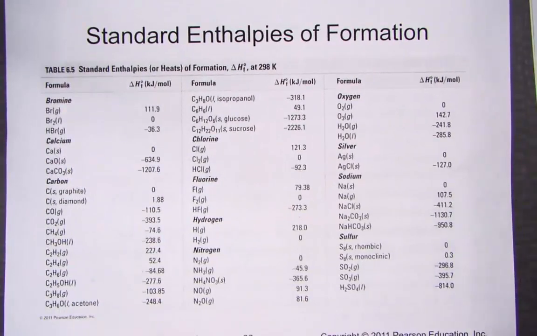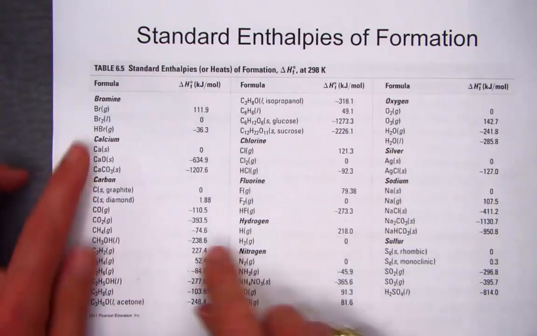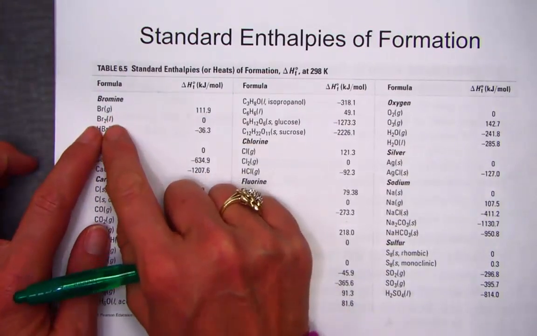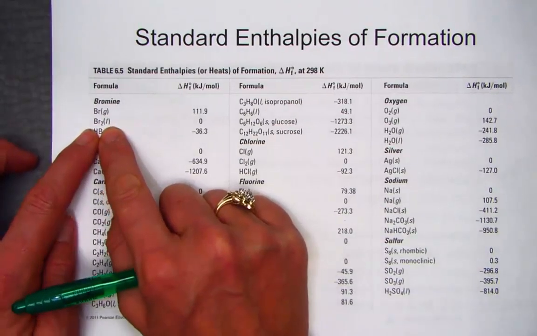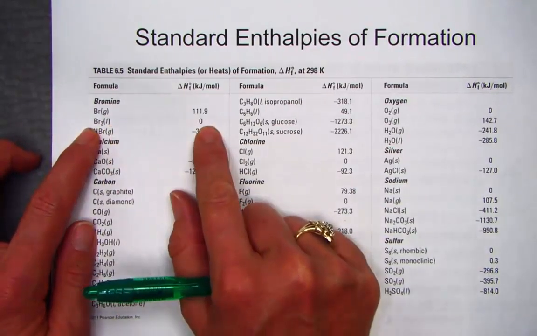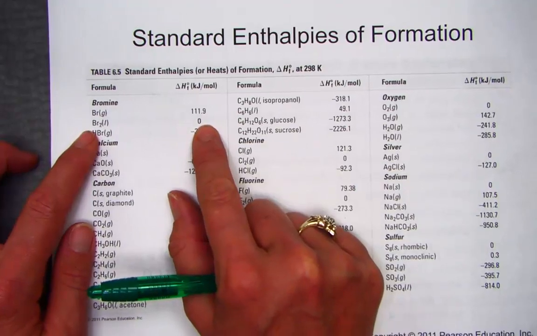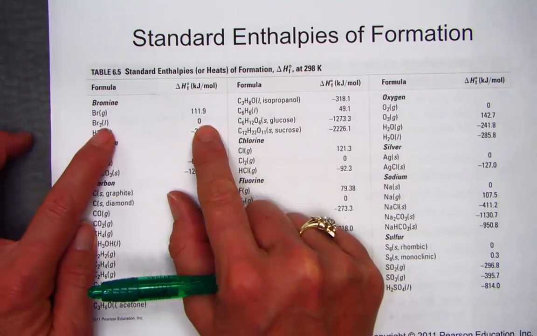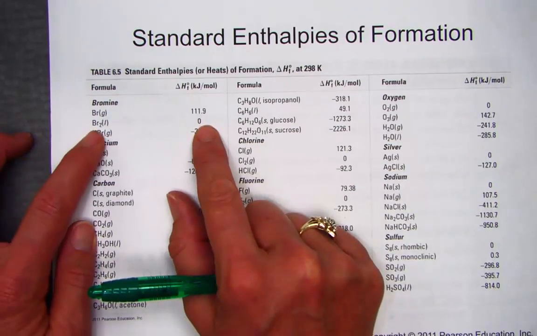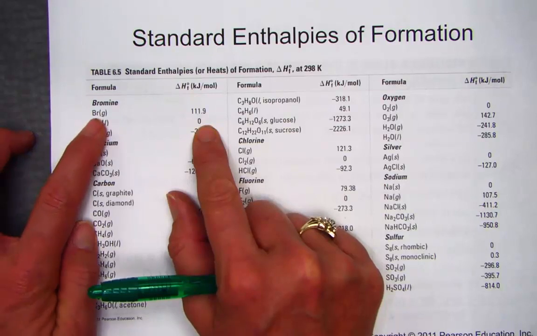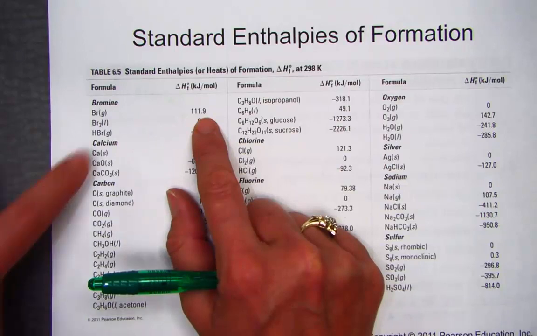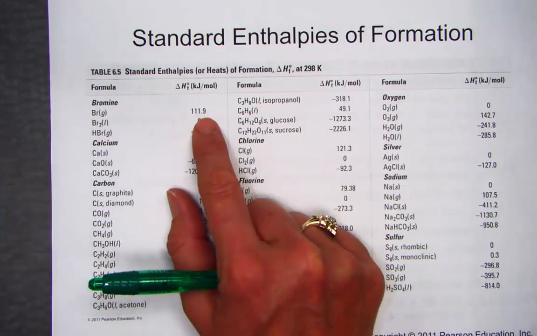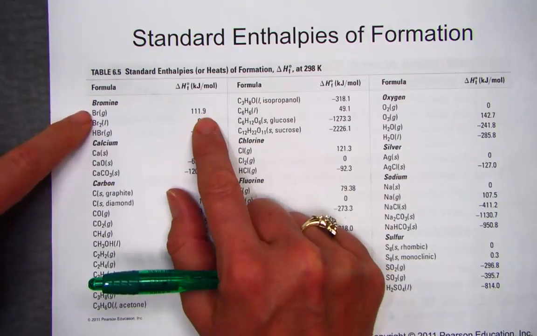Here's a chart that deals with the standard enthalpies of formation. Bromine, for instance, is a liquid at room temperature, and it also is one of the lucky 7 diatomics. Notice it has the value of 0. The natural state of bromine is a liquid in a diatomic form. A single atom of bromine in a gaseous form takes energy to build. We'd have to split this molecule to create the unnatural state of atomic bromine.